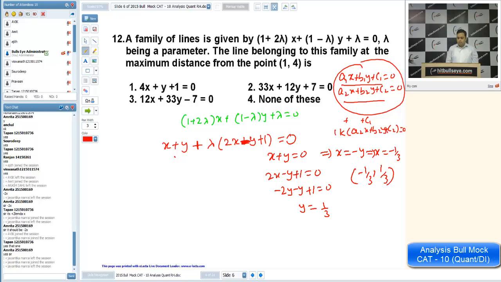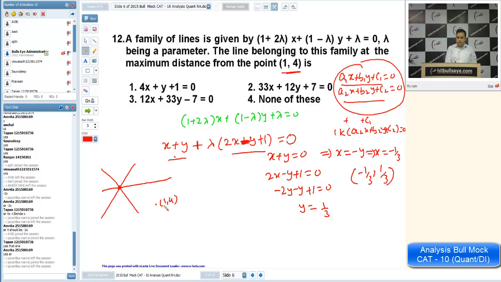Now, actually these two lines x plus y and 2x minus y plus 1, they are intersecting like this. So this is a point minus 1 by 3 and 1 by 3. Now our line is such that it is passing through this point of intersection, as well as it should be at the maximum distance from point 1, 4. So let us assume that this is the point 1, 4. Now whenever we talk about the distance in coordinate geometry, the distance is always perpendicular distance.